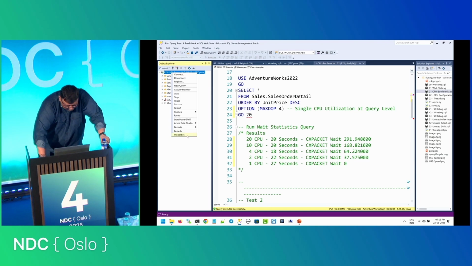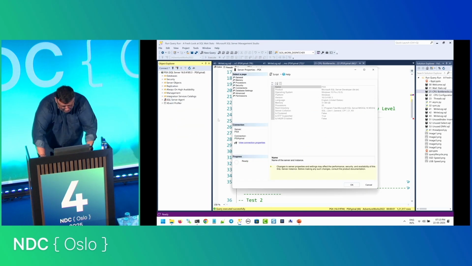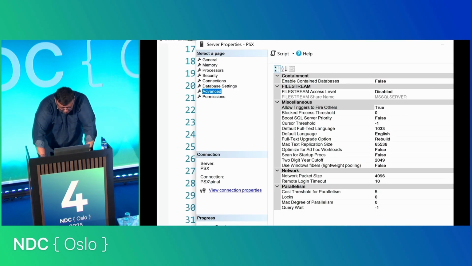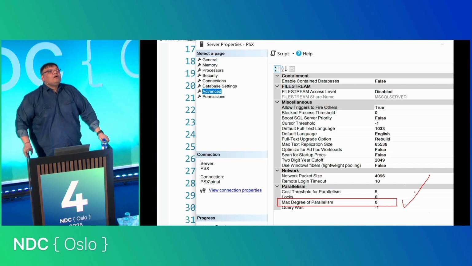So you can go to database properties, click on advanced. I'm zooming in a second. Don't worry. And here is the max degree of parallelism. It is set to 0. That means everything. In Microsoft, most of the time, 0 means everything. And 100 means everything.